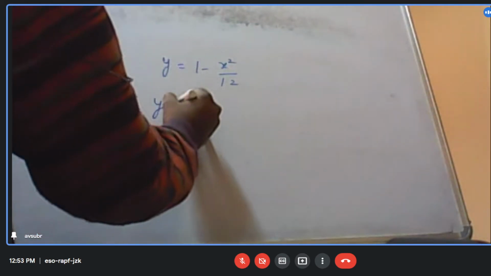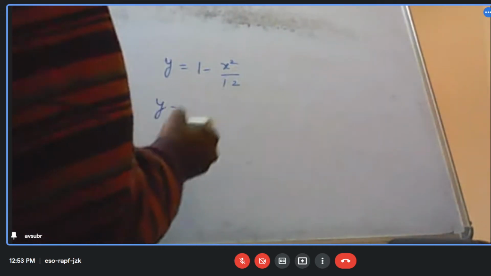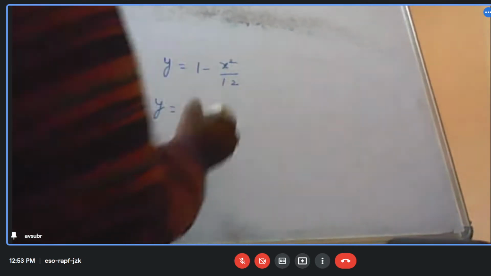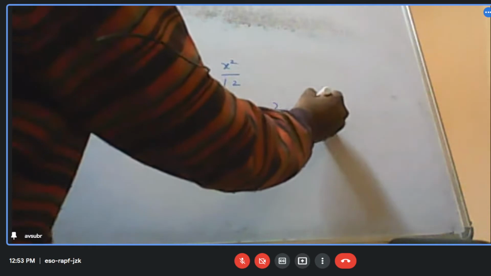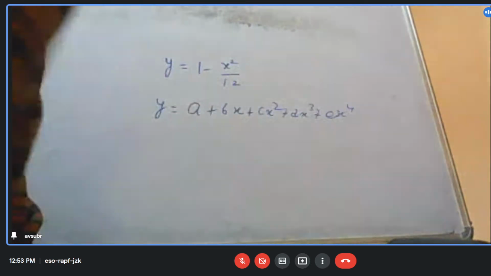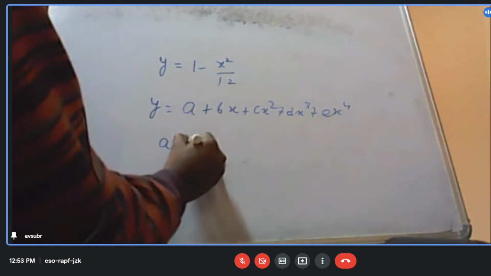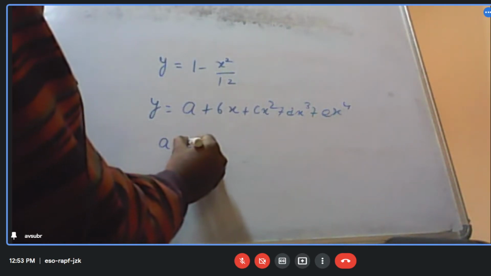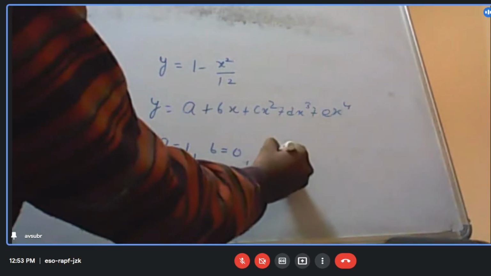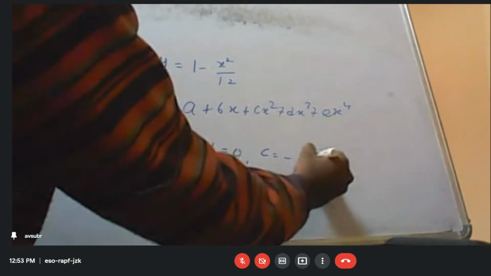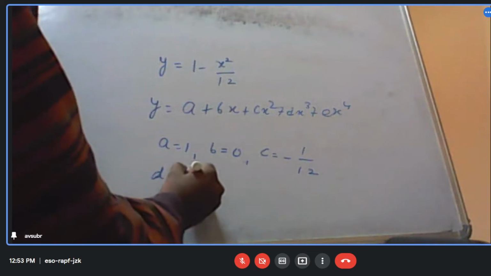So I take y is equal to a fourth order polynomial, a polynomial of degree 4: a plus bx plus cx square plus dx cube plus ex to the power 4. Find out what will be a. A is 1. B is 0. C is minus 1 by 2 factorial, which is minus 1 by 2. And D is 0.